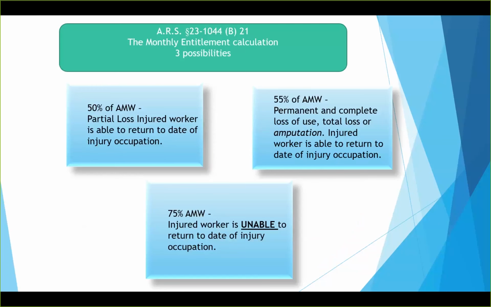And next up, we have 55% of the average monthly wage. This is only used for a loss of use, total loss, or amputation. And again, the injured worker is able to return to his or her date of injury occupation. And last, we have the 75% of the average monthly wage, and this is only used in those cases where the injured worker is unable to return to his or her date of injury occupation.